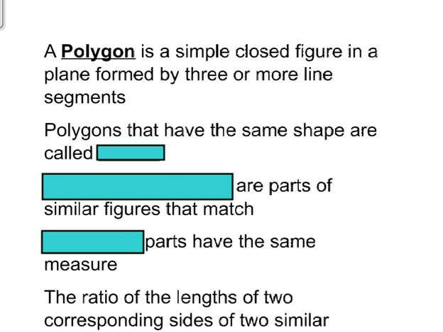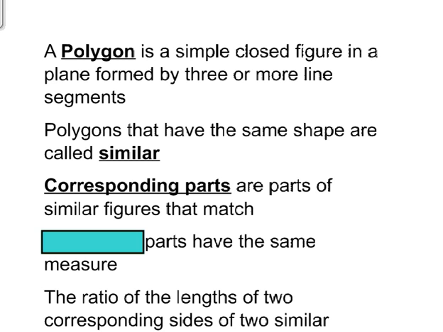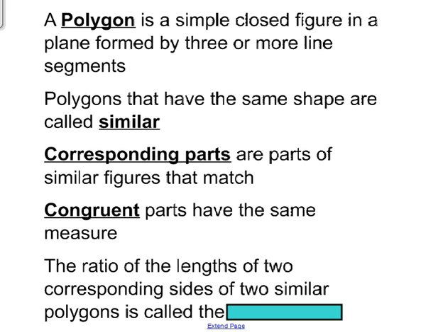Polygons that have the same shape are called similar. Corresponding parts are parts of the similar figures that match. Congruent parts have the same measure. They're equal. And the ratio of the lengths of two corresponding sides of two similar polygons is called the scale factor.